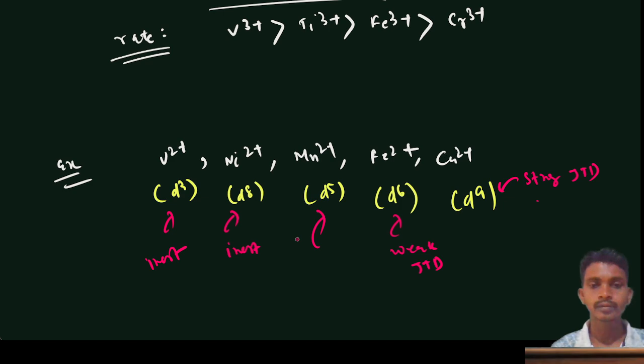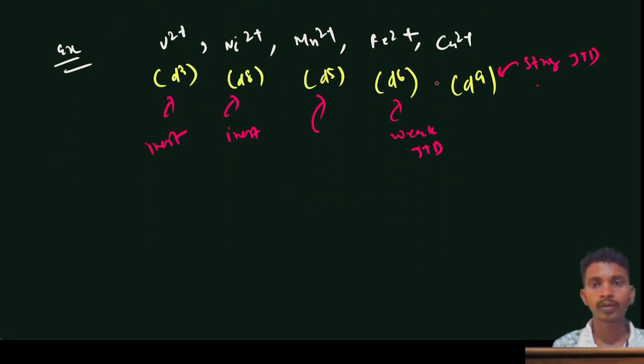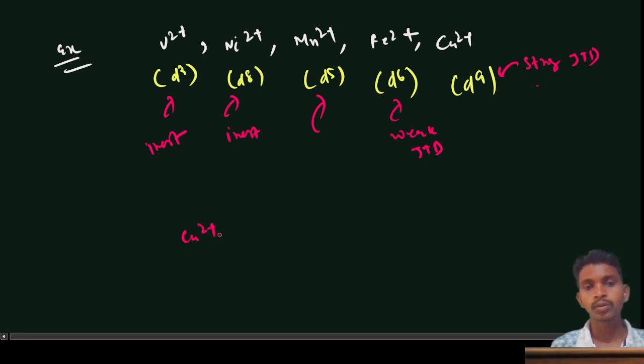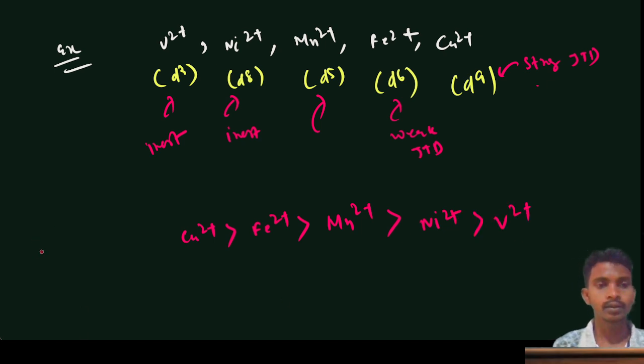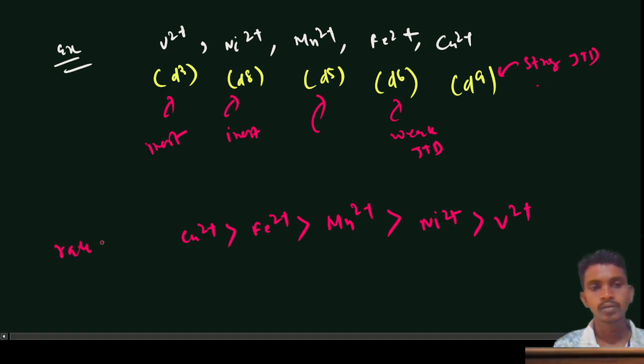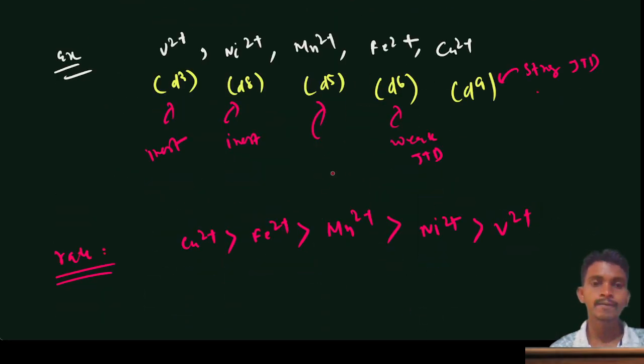So now the order will be: first copper 2 plus, after that Fe2 plus, after that manganese 2 plus, then nickel 2 plus, then vanadium 2 plus. This is the rate order.